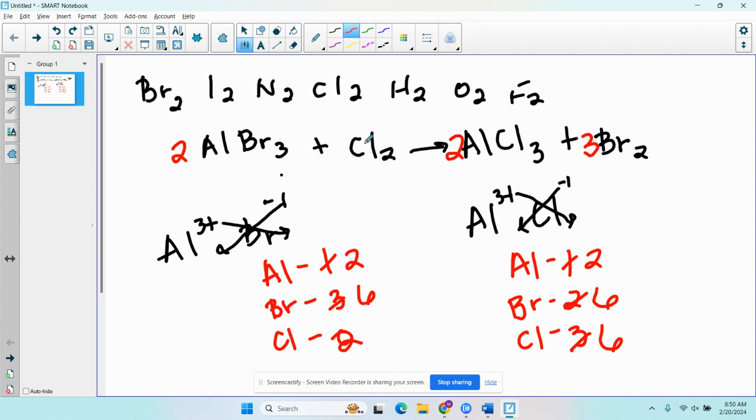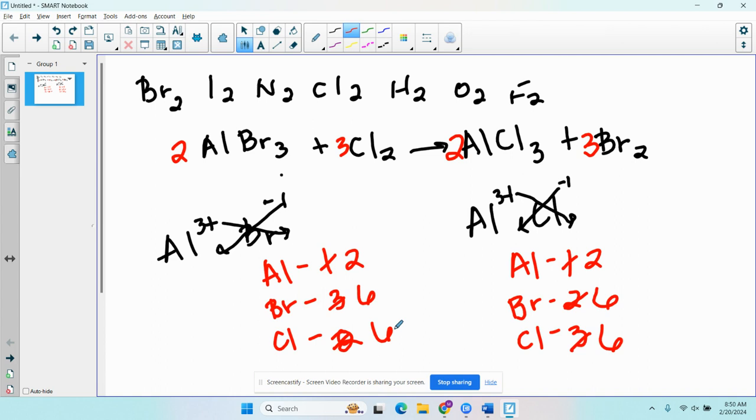So now I have everything but chlorine is balanced. What do I put in front of this chlorine? The 3. So now that gives me 6. So is everything balanced now? Yes, that is a word equation.